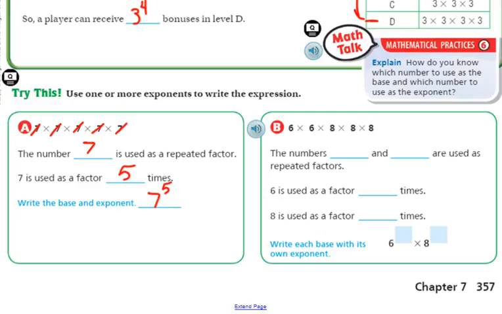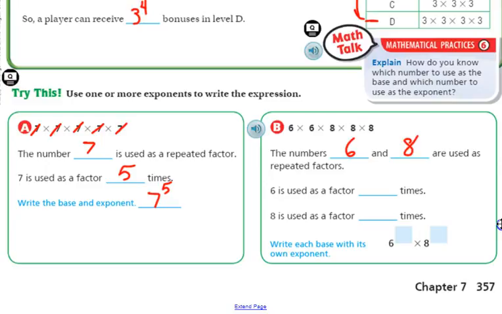All right, go ahead and take a look at part B here. Part B is a little bit different. You'll notice that we have some different values within our expression here. So I have 6 times 6 times 8 times 8 times 8. So we're going to treat this really as 2 different expressions with a power or an exponent. So the numbers 6 and 8 are used as repeated factors.